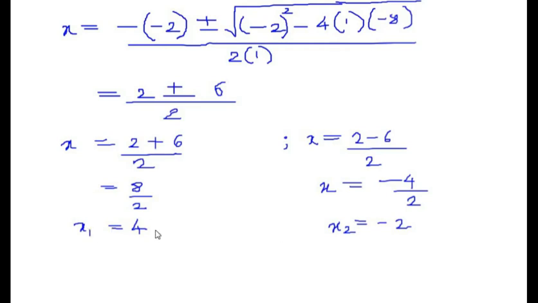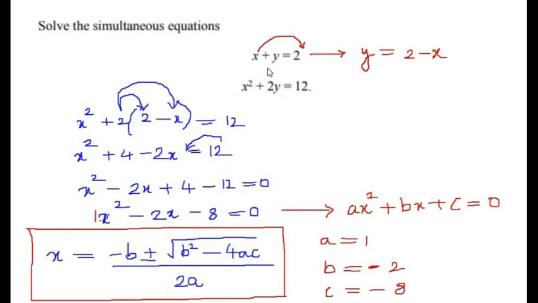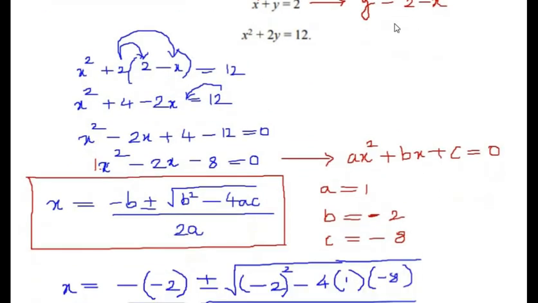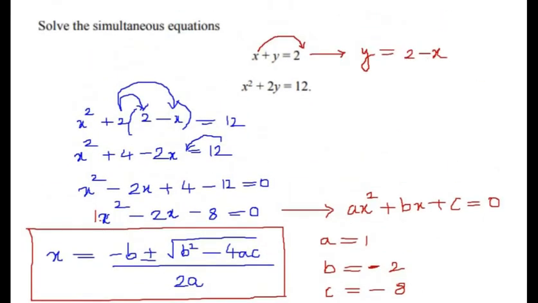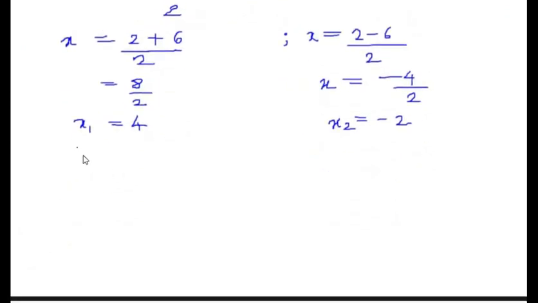Now we have got the values of x, but we have to find the value of y as well. And since we have rearranged the value of y as 2 minus x, let us use this same equation and write it as, we'll take it as y1. So y1 equals 2 minus x1. So we get it as 2 minus 4, which is -2.